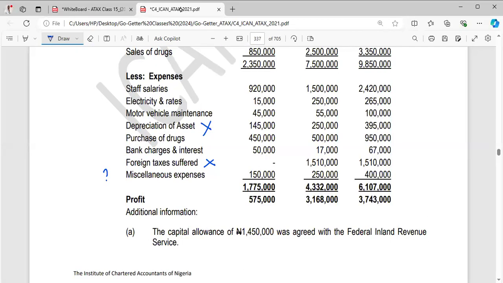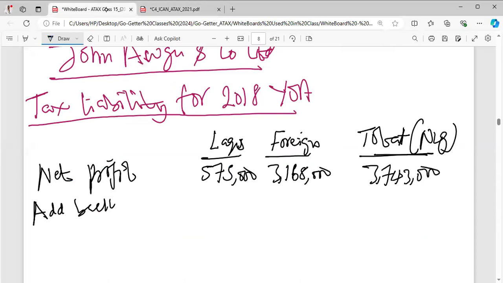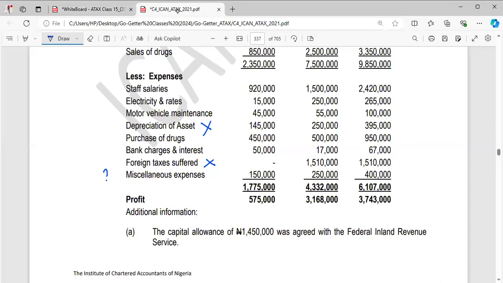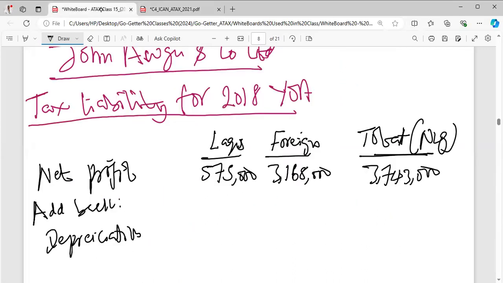Okay. One of the things you are going to add back. So let's add back two things now. We are adding back depreciation. Depreciation, we have 145,250. So that should give us 395.